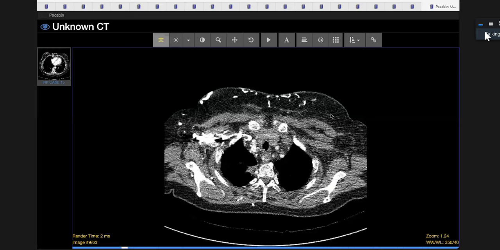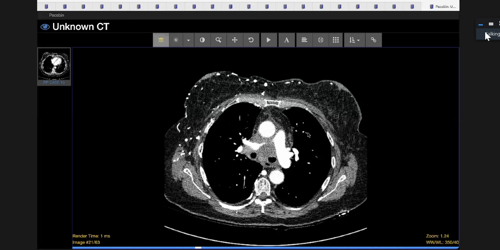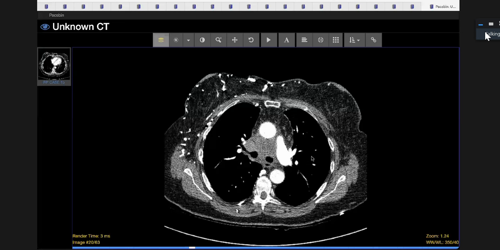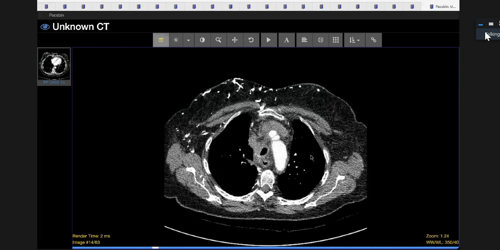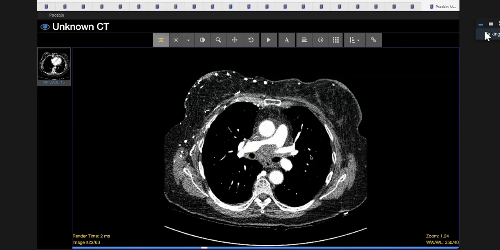SVC, superior vena cava obstruction. Exactly. Just talk me through what you're seeing. So I see a tumor mass situated in the mediastinum, which is encased in the great vessels of the mediastinum. And there's narrowing of the right pulmonary artery.